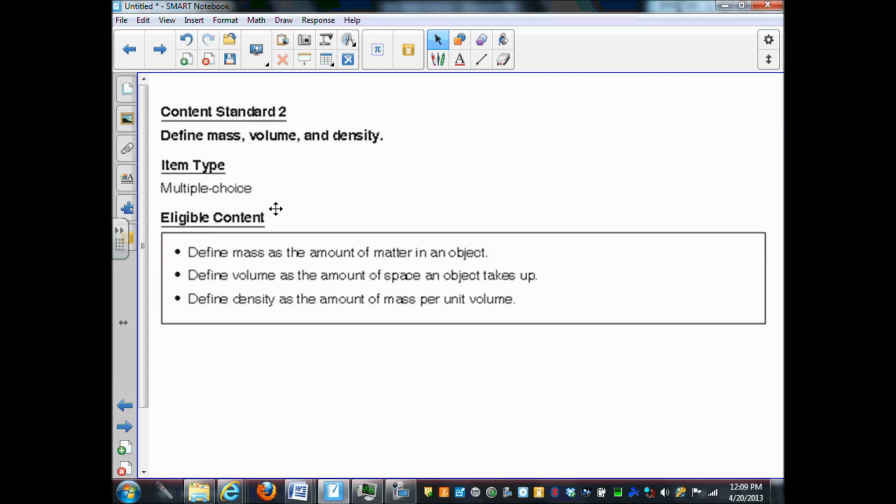Mass is the amount of matter that is in an object. The volume is the amount of space that an object takes up, and density is the amount of mass per unit volume.